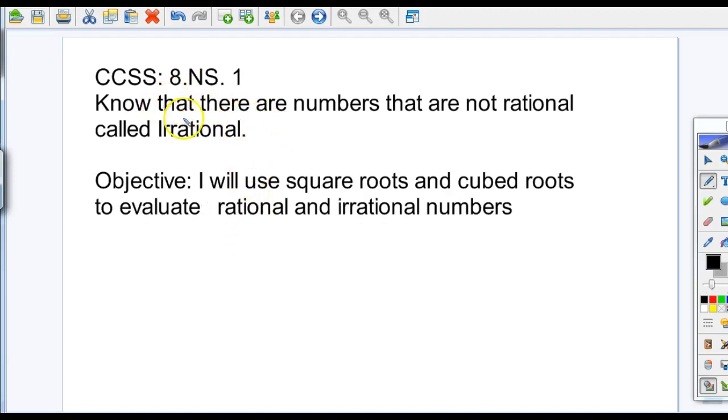Okay, so today we're going to repeat that same number sense standard, knowing that there are numbers that are not rational, called irrational. And we're going to use, not necessarily our cube roots, but some information that we know about rational and irrational numbers to learn more about them.